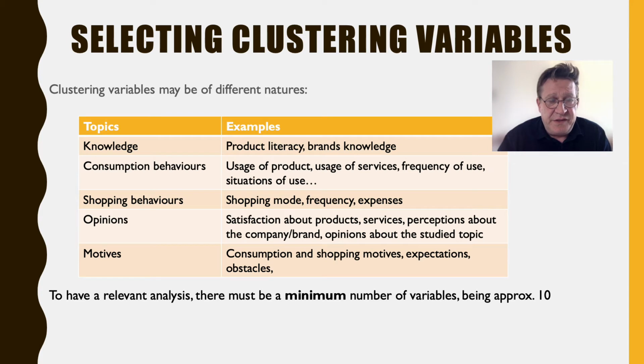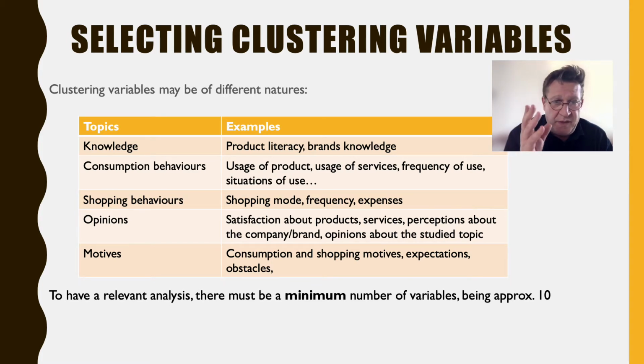Let's see now the different natures of clustering variables. For segmentation purposes, we are mainly interested in what the consumers know, how they behave, how they shop, and what their opinions and motives are. Some examples are available here on the table, like the knowledge they have about brands, the frequency of use, the shopping modes they prefer, the expenses they dedicate to our products and services, information about their satisfaction, their perceptions about our company, our brand, and also some consumption motives or obstacles, for example.